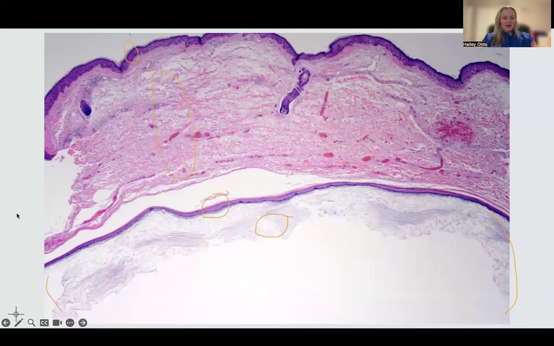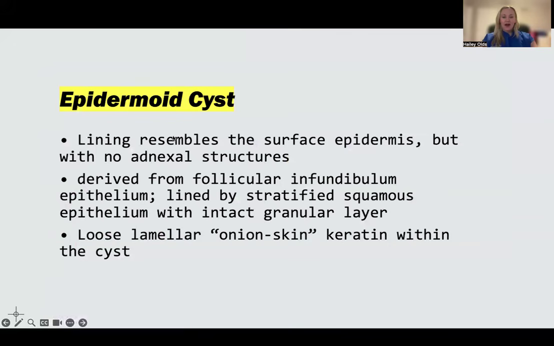But this is what an epidermoid cyst looks like. It's the most common kind of cyst. Some people call it sebaceous cyst. That's actually a misnomer, and we always call it epidermal or epidermoid cyst. So the lining of the cyst looks like the normal epidermis, but there's no adnexal structure, so there's no hair follicles, no eccrine glands, or anything like that. And it's derived from the follicular infundibulum epithelium. And then you see that loose lamellar onion skin keratin within the cyst.